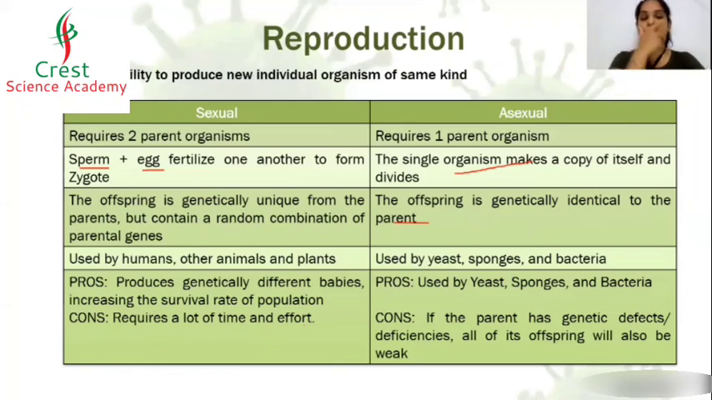But we have one problem in sexual reproduction, that it requires a lot of time and effort. In different animals or different organisms, there is a different time for reproduction, whereas in asexual reproduction they can reproduce in very little time, and it can be used by sponges, yeast and bacteria.